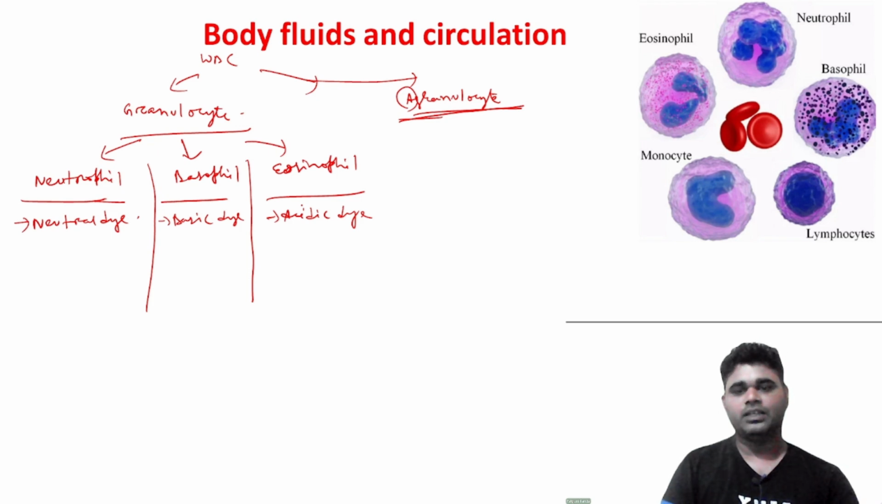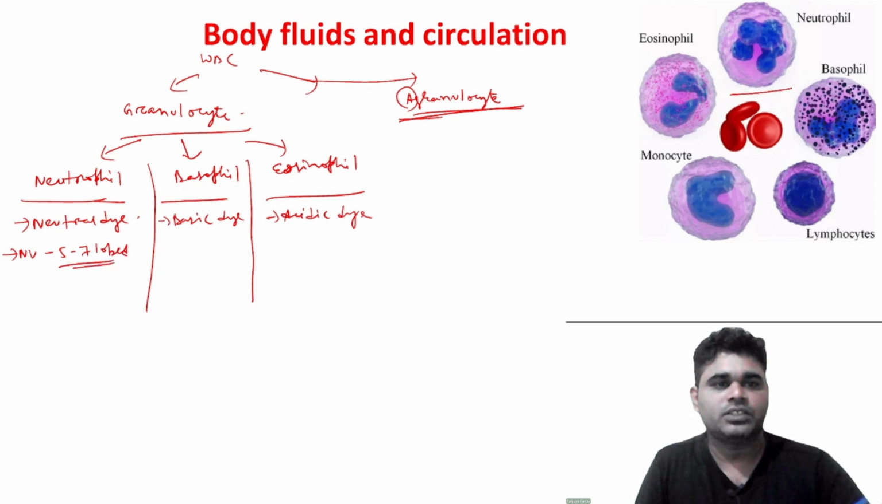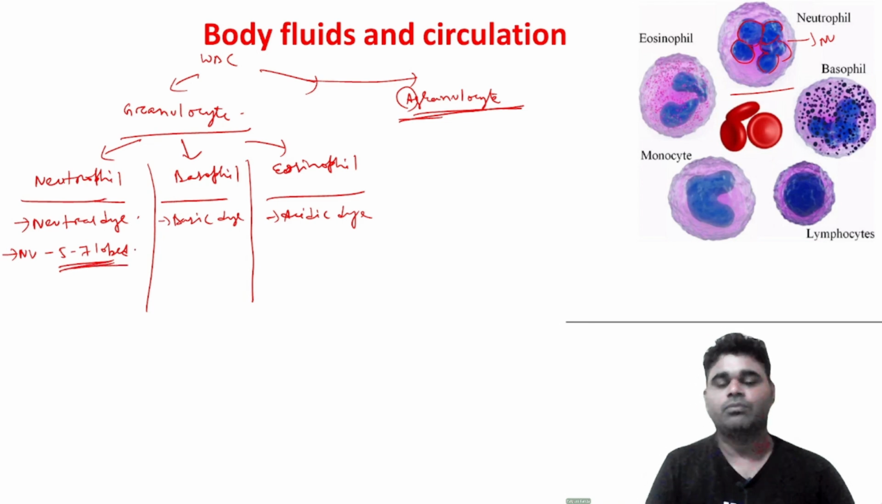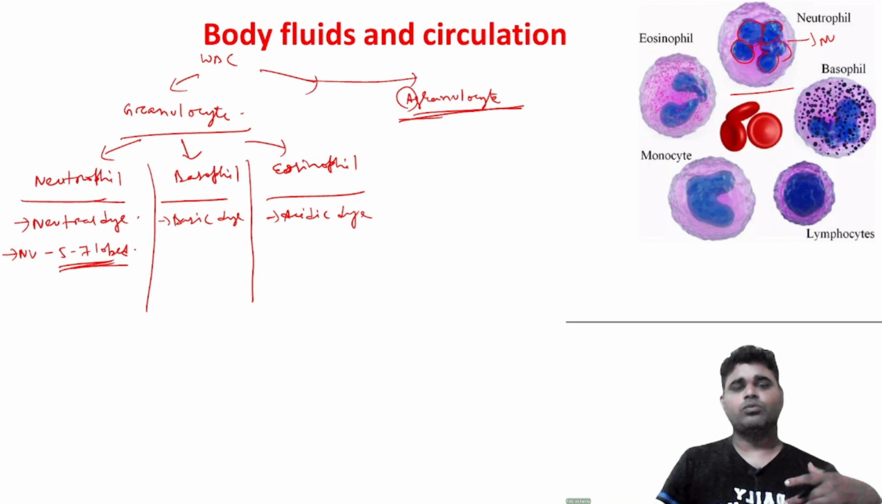The neutrophil, basophil, eosinophil. In the neutrophil, the nucleus is a 5 to 7 lobed structure. Look at this structure, this is the neutrophil, and the blue color is the nucleus. Here the nucleus has one lobe, this is the second lobe, the third lobe, the fourth lobe, the fifth lobe. So the nucleus varies from 5 to 7 lobes, that means the nucleus is present in a much more lobed structure.